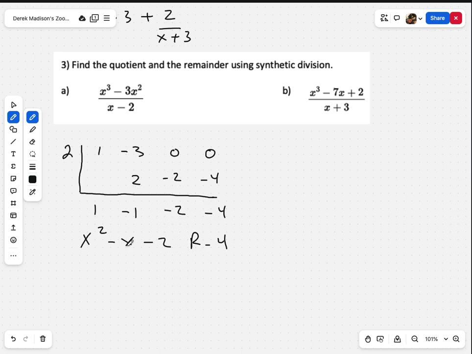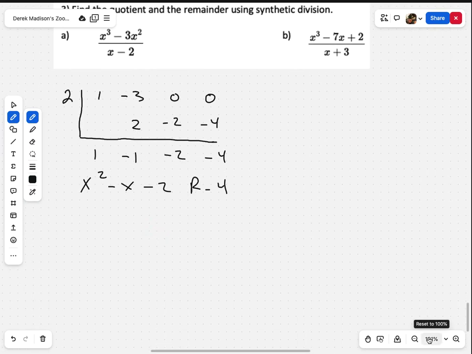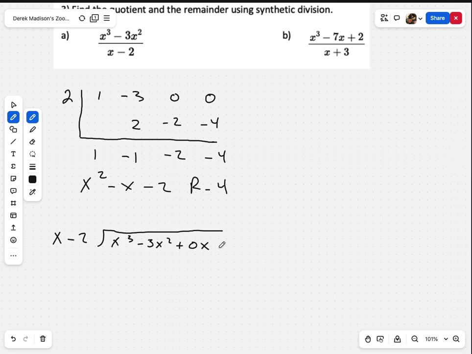If we were doing this as a long division, which I wouldn't recommend, but if we had to, we would set this up x minus 2, x cubed minus 3x squared, and then we'd have plus 0x plus 0. And then as I proceed through that algorithm, I would get a linear term here that I'd have something to subtract from, and I would get a constant as I proceeded through the problem. Again, synthetic is much easier if it's available, so we'll go ahead and do that.